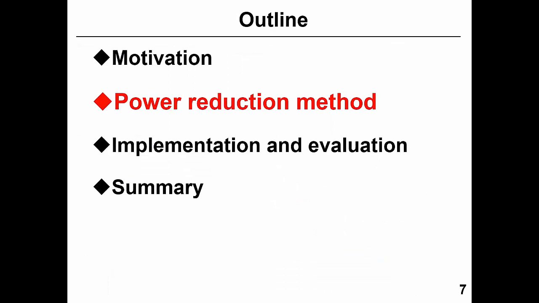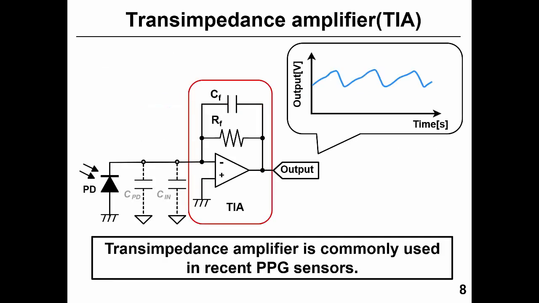Next, I'd like to present a PPG power reduction method. The current obtained from the photodiode is very small, and it requires conversion and amplification to a voltage. This slide shows the diagram of readout circuit using transimpedance amplifier, TIA. This circuit is commonly used for voltage conversion in recent PPG sensors, and it converts the minute current into voltage by the transimpedance RF.